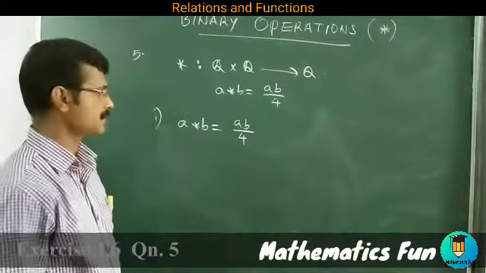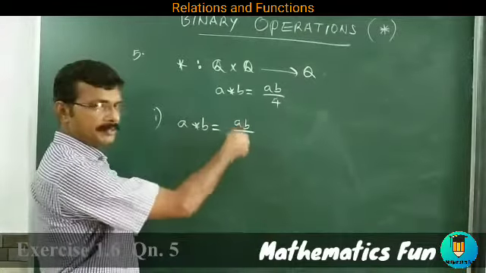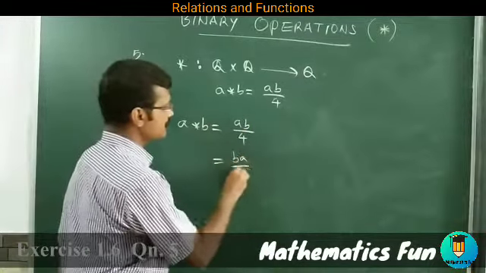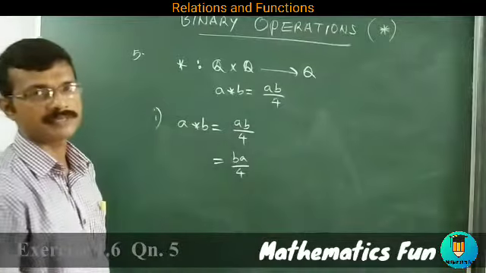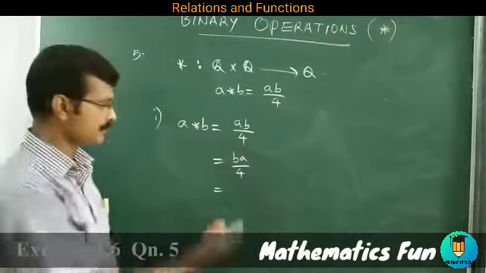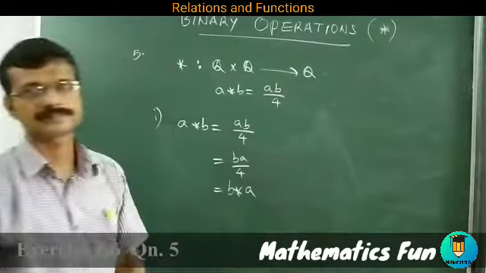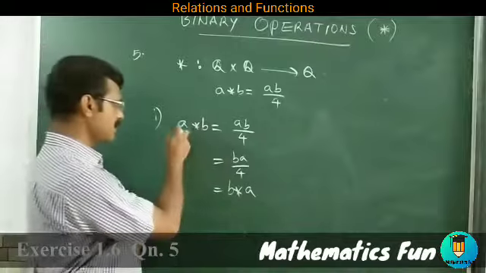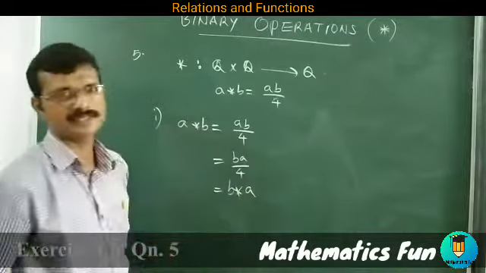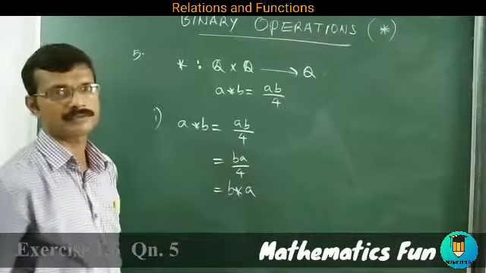This is A star B. So if you want, you can say AB by 4 is the same as BA by 4. If you want, you can write BA by 4, and if you go for this rule, BA by 4 can be written as B star A. That means I am getting A star B is equal to B star A. This is one way of doing it. A star B is equal to B star A, so it is commutative.